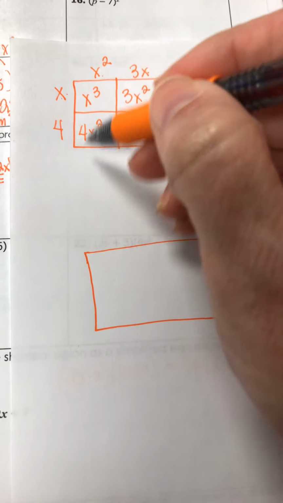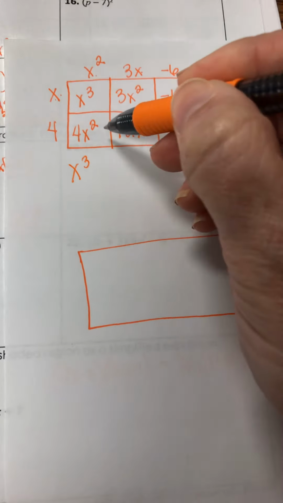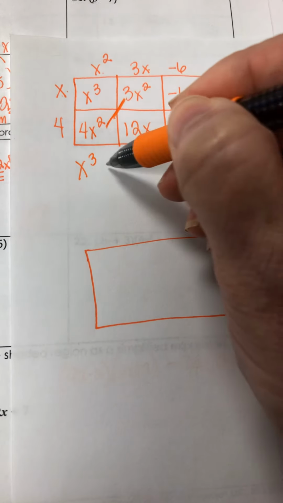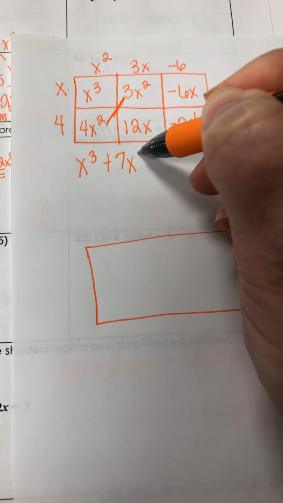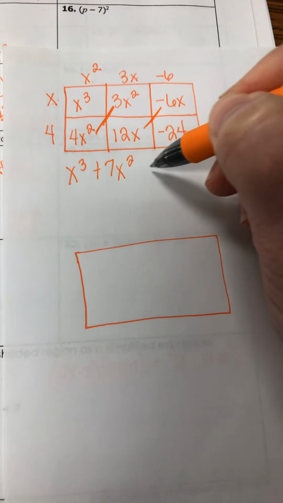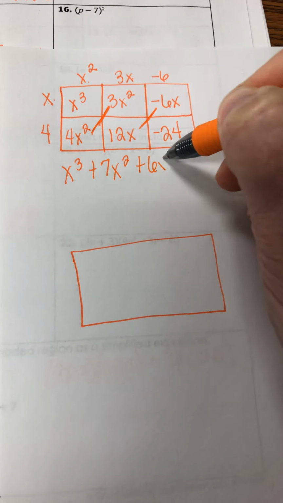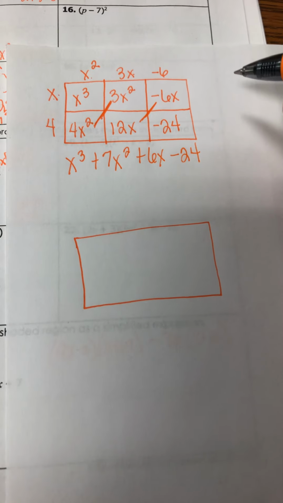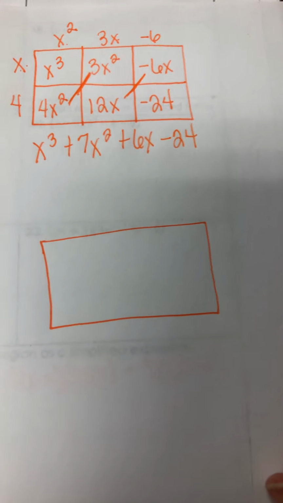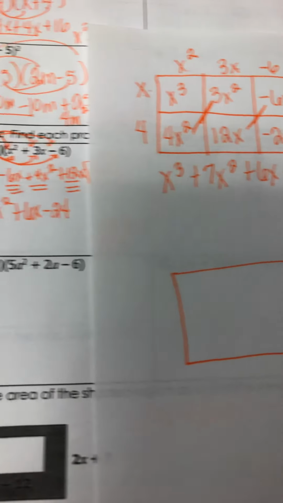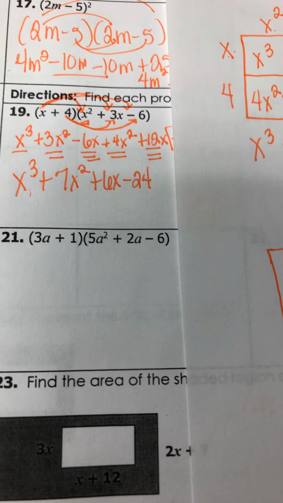I see that there's only one cube term, so I write it down. These two are my squares. 4 plus 3 is 7x squared. These two are my x's. 12 plus negative 6 is a positive 6x. And then I have my constant term down here at the end. So I get x cubed plus 7x squared plus 6x minus 24. Well, that's what I got over here too.